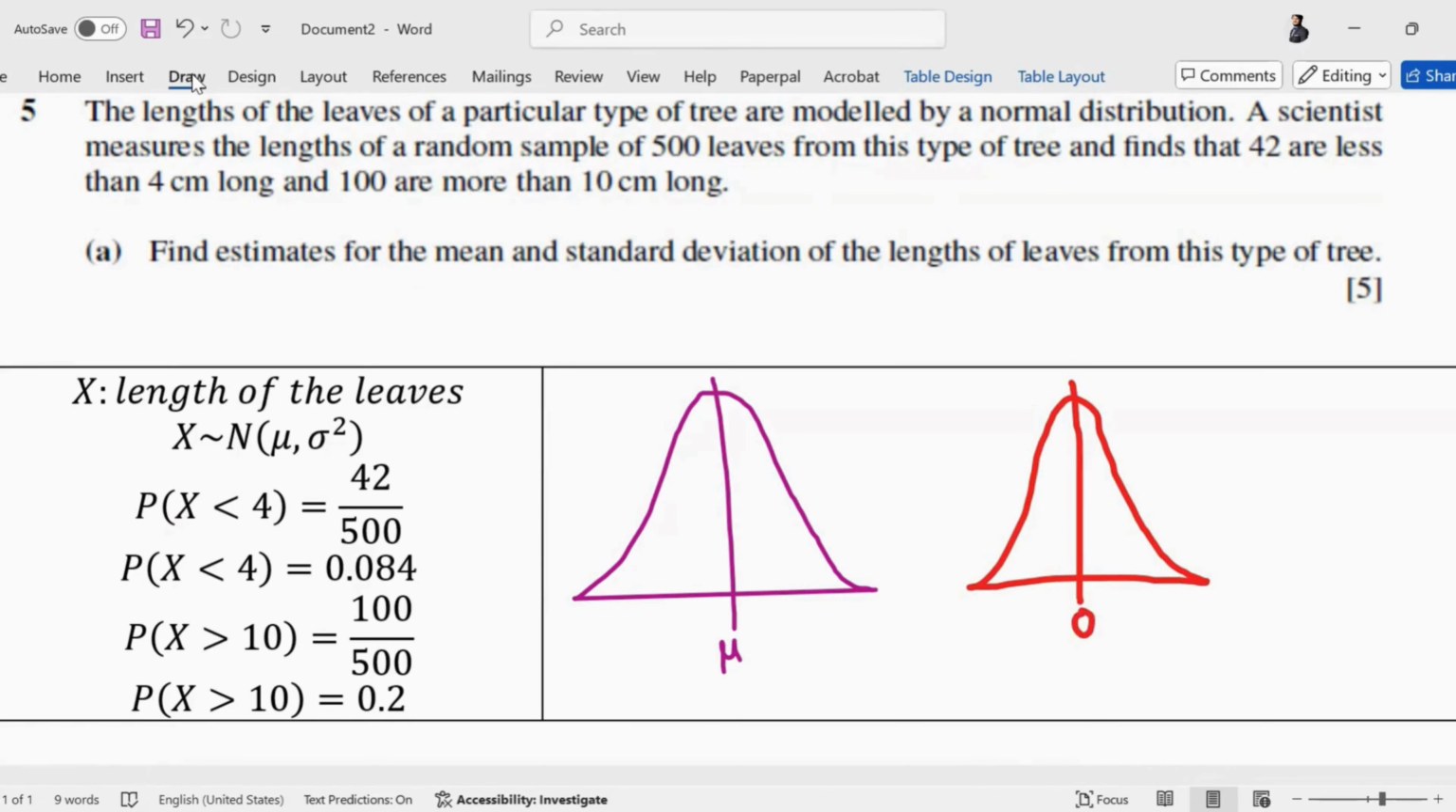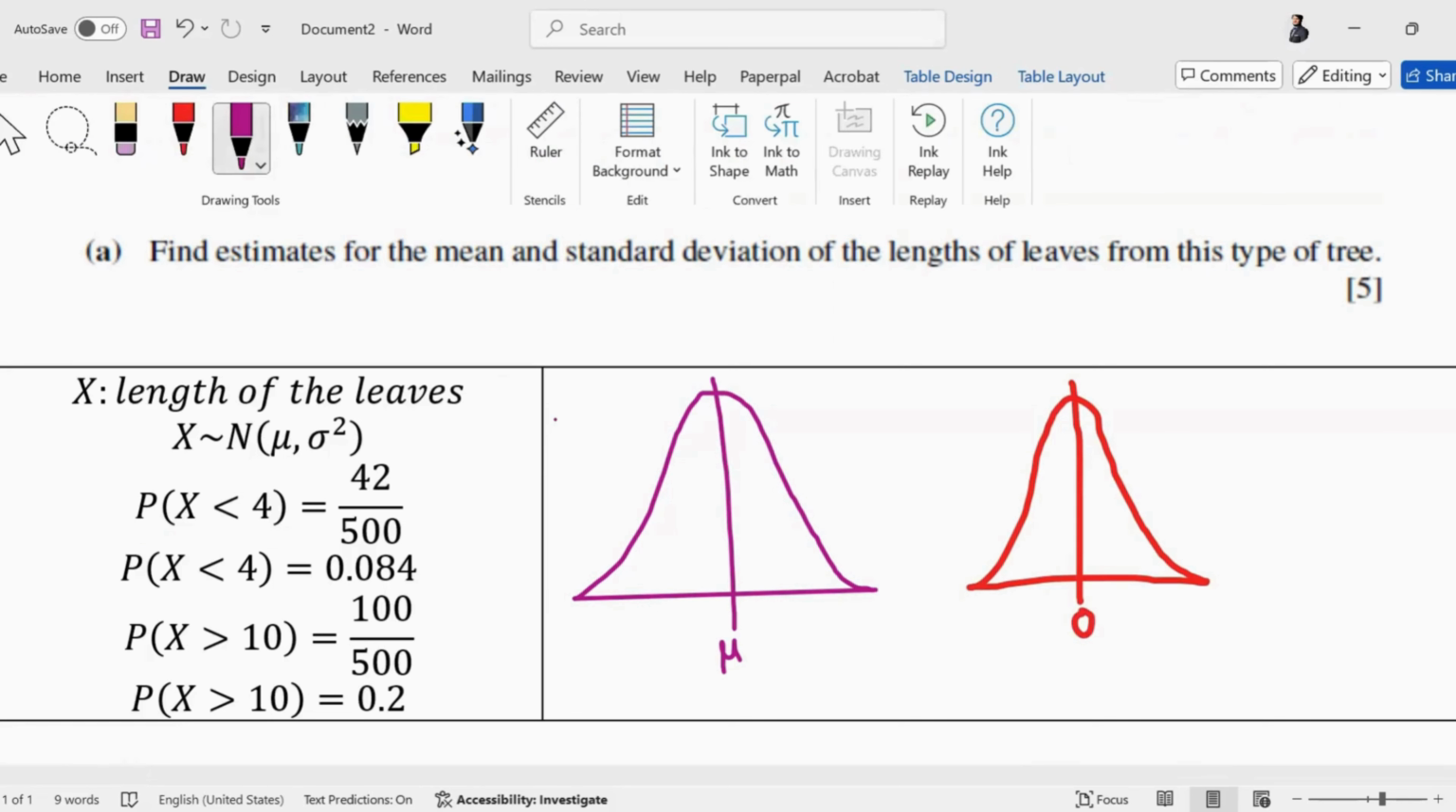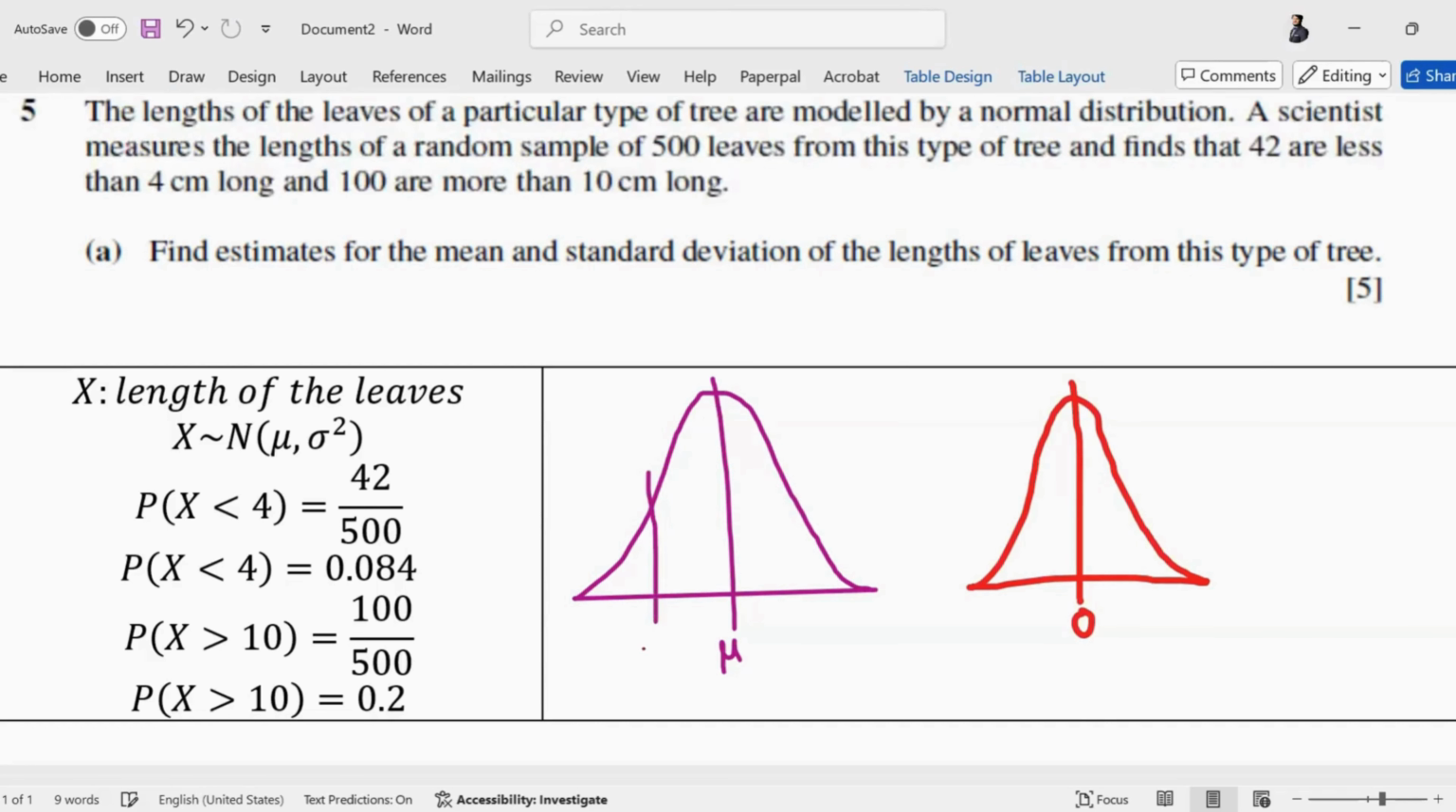Okay. So now the values that I've comprehended from the text that was present in the question. X is less than 4 and this probability is 0.084. What does this tell you? Where will you find the value 4? On the left of the mean or on the right of the mean? Somewhere on the left of the mean, you will find the length 4. And this probability, this area, is 0.084. Is this right? Well, let's sort all of this out and then we'll move on to the next value, which is 10.